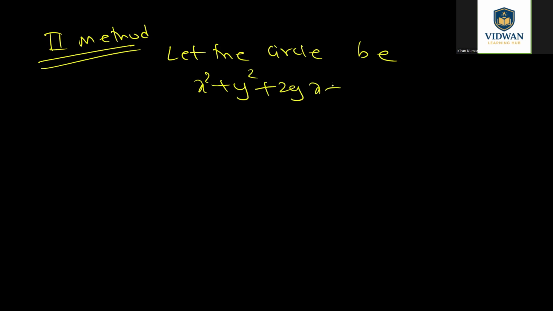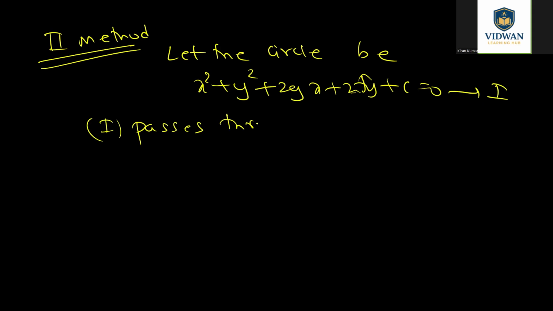The second method is: first you assume the circle directly. Let the circle be, because any equation will always reduce to this format, x square plus y square plus 2gx plus 2fy plus c equal to 0. Assume that this is the equation of the circle first. Call it equation 1. Now, this equation 1 is the circle equation which passes through the three vertices A, B, C.